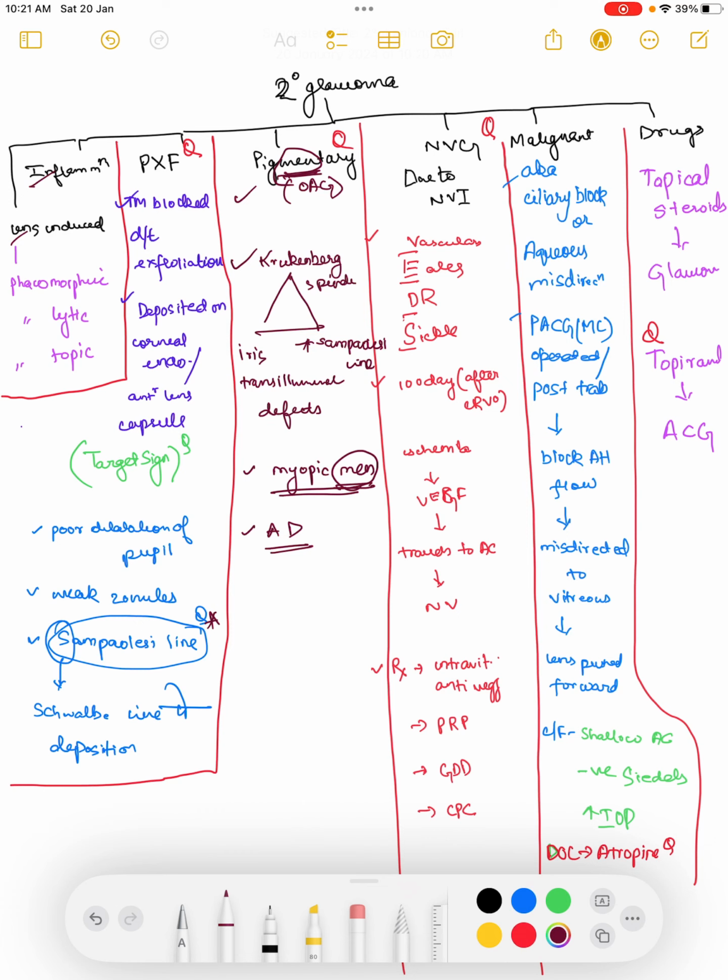Pseudo-exfoliative syndrome, exfoliation from any part, maybe anterior capsule of the lens or any part of the body, which gets deposited in the trabecular meshwork and leads to its blockage. The exfoliative material is definitely fibrillin in nature and it is deposited in corneal endothelium or anterior capsule of the lens, known as the target sign, which is an important question.